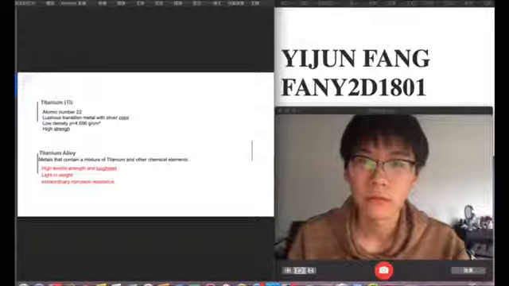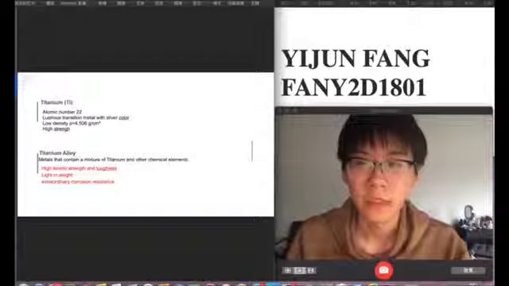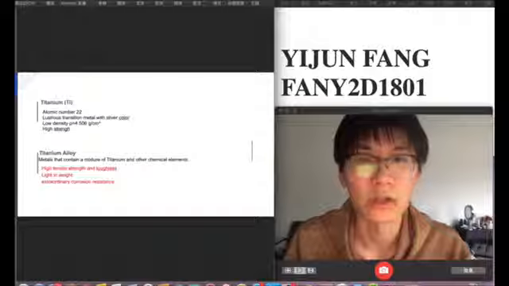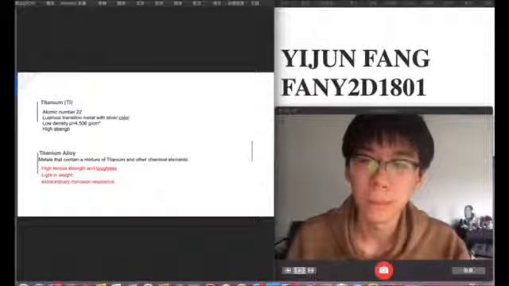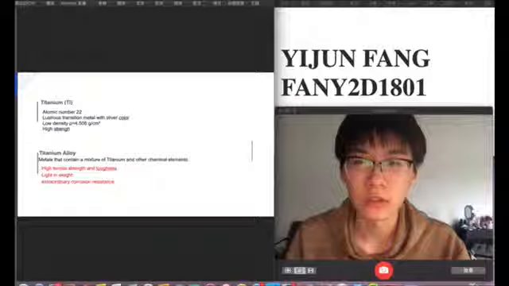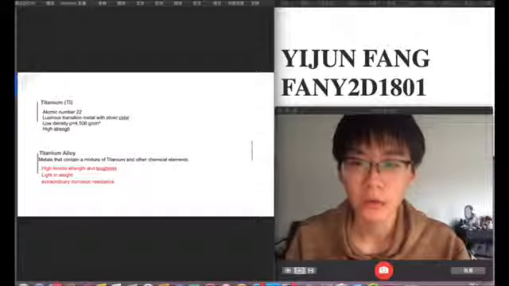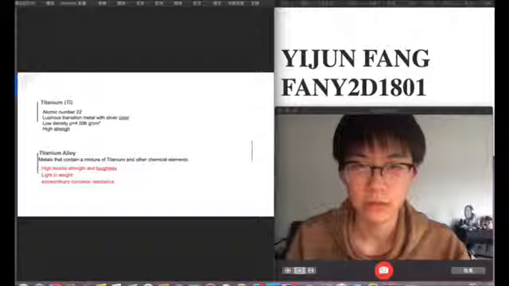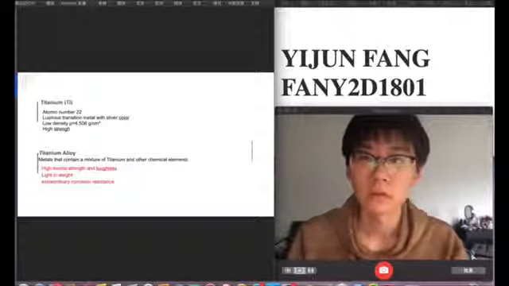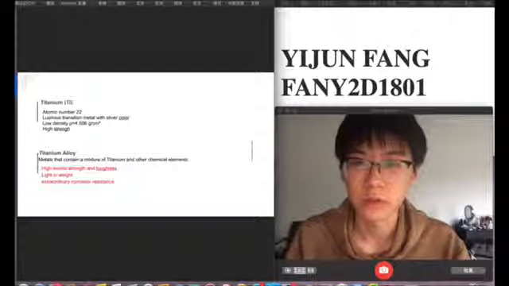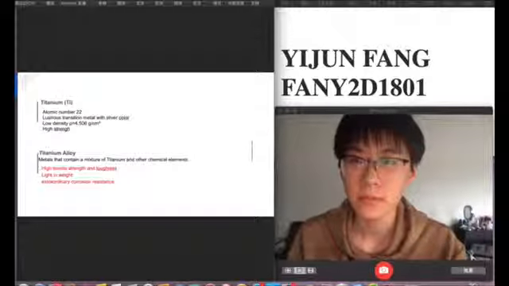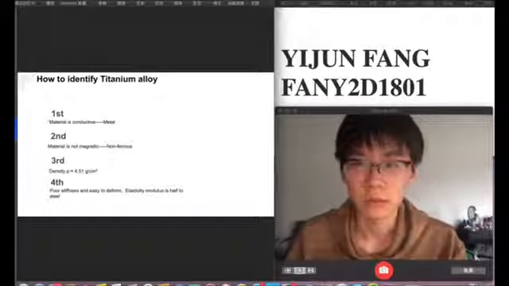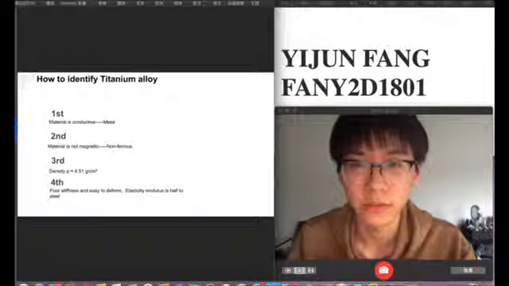Titanium alloy is metal that contains a mixture of titanium and other chemical elements. The properties of titanium alloy are high tensile strength and toughness, and they are light in weight, which means they have extraordinary corrosion resistance. So I'm going to discuss it. First, how to identify titanium alloy.